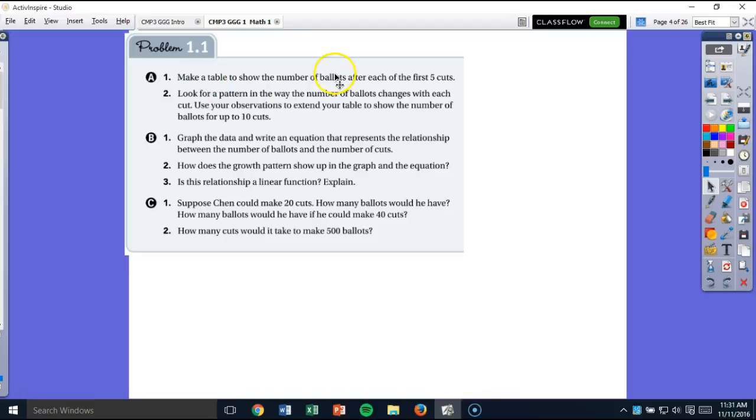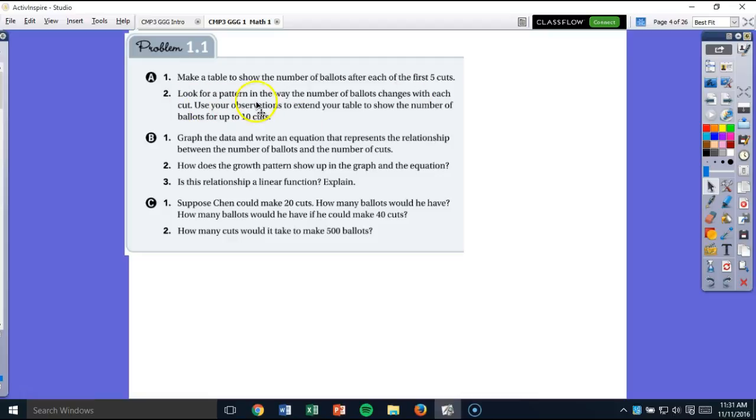It says to make a table to show the number of ballots after each of the first 5 cuts. As I said, that's lab sheet 1.1, which you can find on the website as well as picking up in the classroom. So how do we find each of the entries for that table? And then what is the relationship between the number of ballots and the previous number of ballots? What's happening there? How are we seeing a pattern with that? And then we want to get to a point where we can explain that relationship in terms of the number of cuts, that we know X number of cuts will give us Y number of ballots.